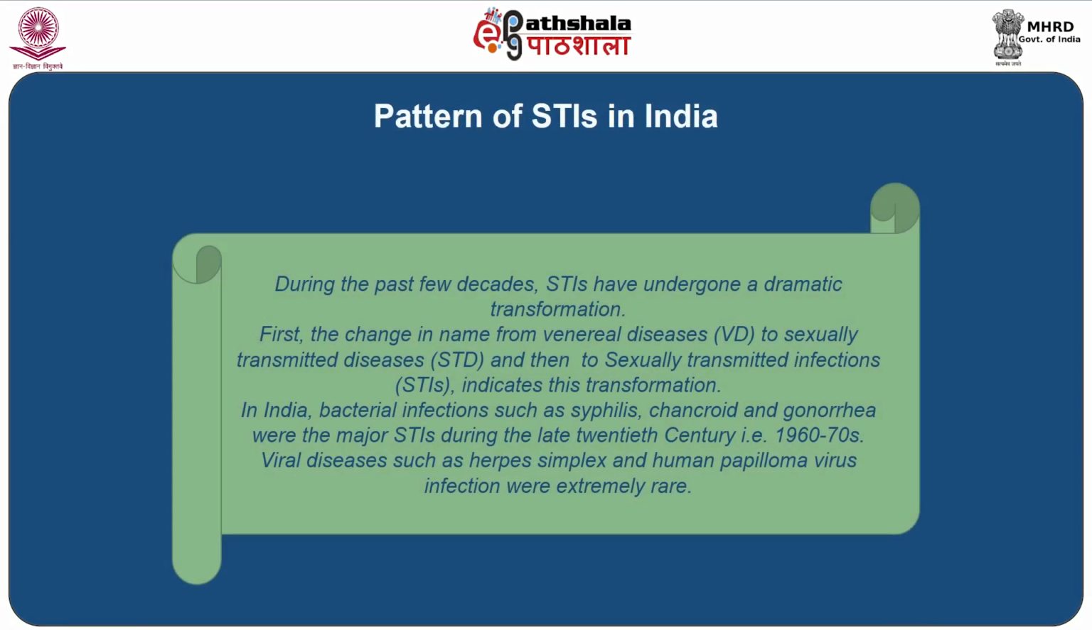During the past few decades, STIs have undergone a dramatic transformation. First, the change in the name from venereal diseases, that is VD, to sexually transmitted diseases, that is STD, and then to sexually transmitted infection, which indicates a big transformation. In India, bacterial infections such as syphilis, chancroid, and gonorrhea were major STIs during the late 20th century, that is, between 1960s to 1970s. Viral diseases such as herpes simplex and human papillomavirus infections were extremely rare.